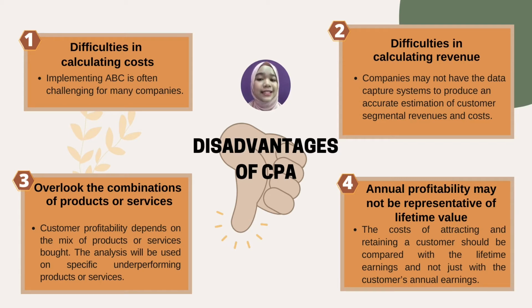Company may not have the data capture system to produce an accurate estimation of customer segmental revenue and cost. Then CPA may overlook the combination of product or service purchased by customer. Customer profitability depends on the mix of product or service bought. The danger is that the analysis will be used on specific underperforming products or services and will overlook the impact of sale of other products to the customer.